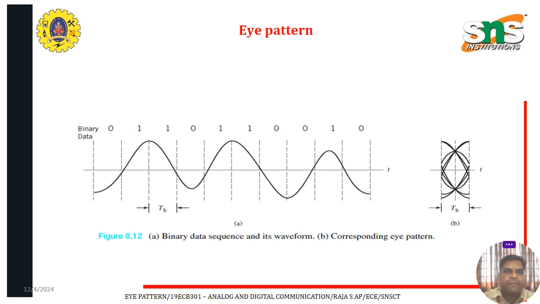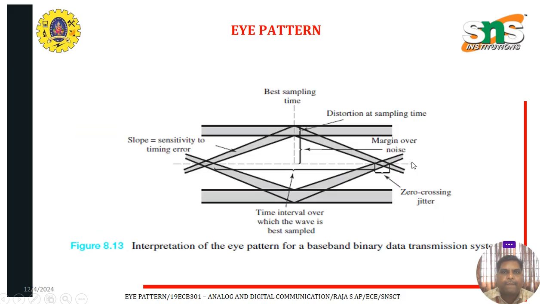Eye pattern. If you see this figure, the binary data 0, 1, 1, 0, 1, 1, 0, 0, 1, 0 is considered as the binary data, and the corresponding analog waveform looks like this. If you apply both of these inputs to the CRO, the waveform will look like an eye pattern. Because the upper waves appear on the upper side and the zero waves appear on the downward side, both together look like an eye pattern structure. This is the main important criterion of the eye pattern.